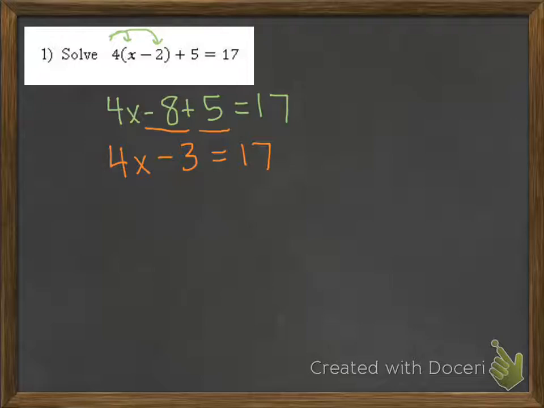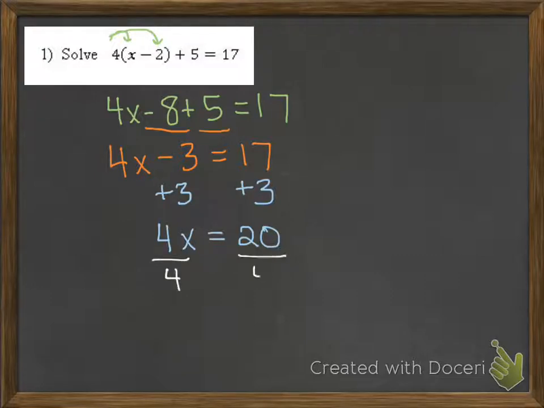Then we would want to add 3 to both sides. And then finally, the last step to isolate x would be to divide both sides by 4. So that gives us our final answer of x is equal to 5.